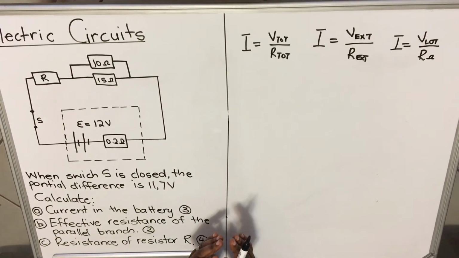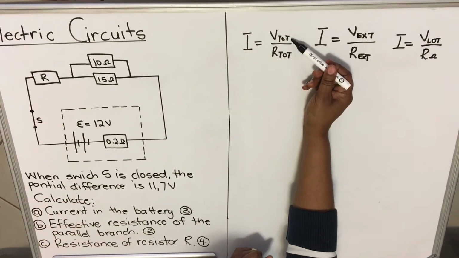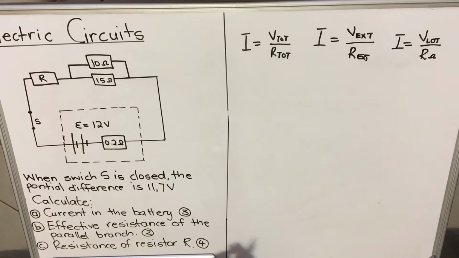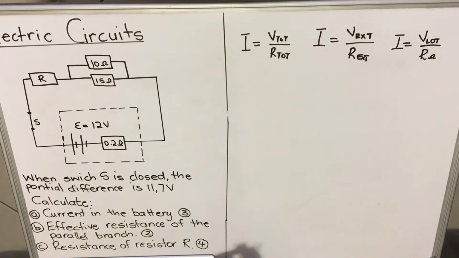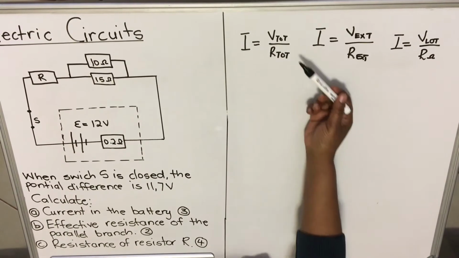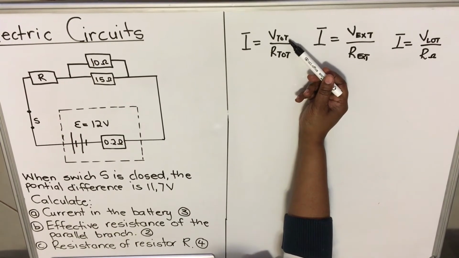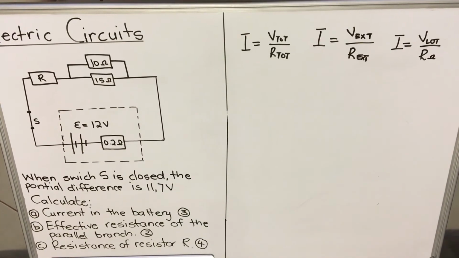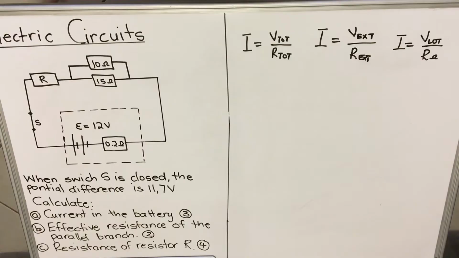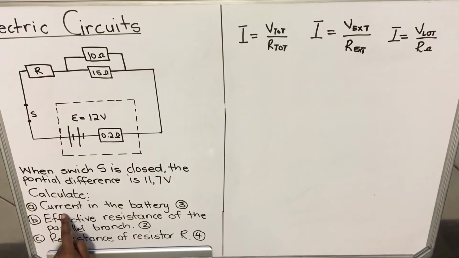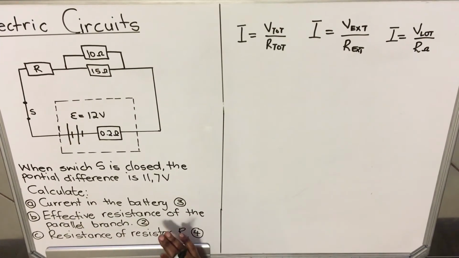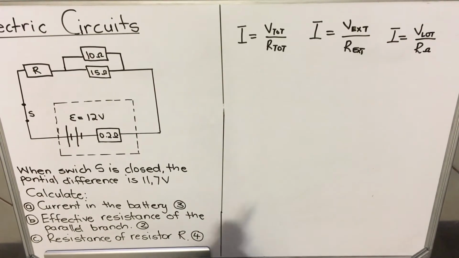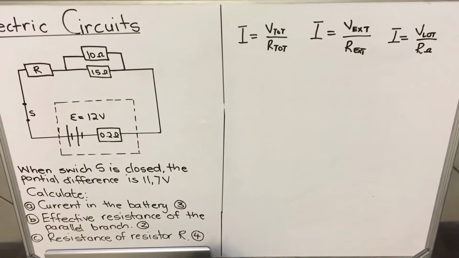Now, with these formulas, you need to use matching quantities. When you do that, your answer will always be equal and your answer will always be correct. Don't use the total voltage with the external resistance. You need to look at it properly. Okay, let's see which one we are going to use in this question. A, calculate current in the battery. The current in the battery is the total current. So you can use any of the three. It depends on what you have.